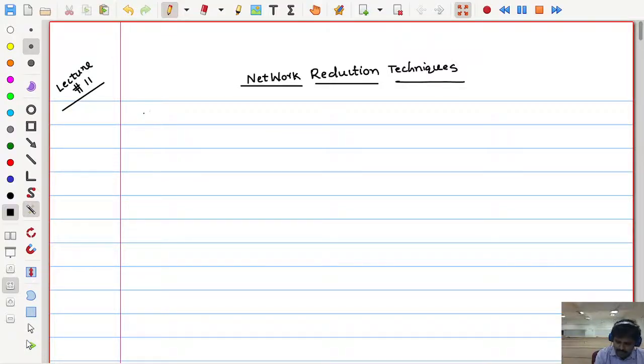So in the last session we discussed the series connection and voltage division rule. When the elements are connected in series, we found that the applied voltage is divided among the series connected elements in proportion to their resistance values.